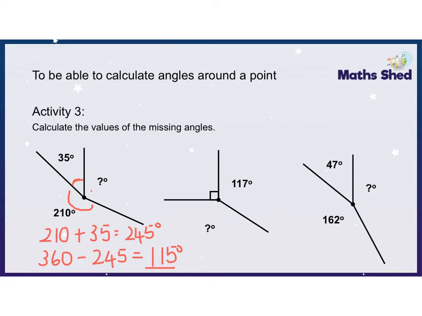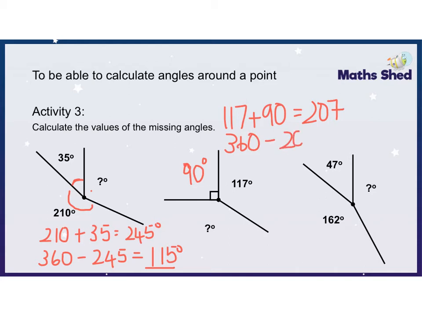For this one, I can see this little square here, so I know that's a right angle. It's the symbol for a right angle, and I know that there are 90 degrees in a right angle. So again, two steps. First of all, add 117 plus 90, which would give me 207. And then we're going to have to do 360 take away 207, which would leave me with 153 degrees.